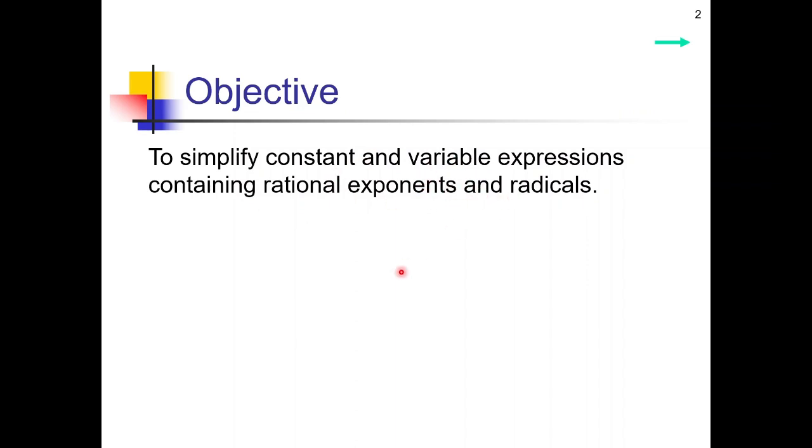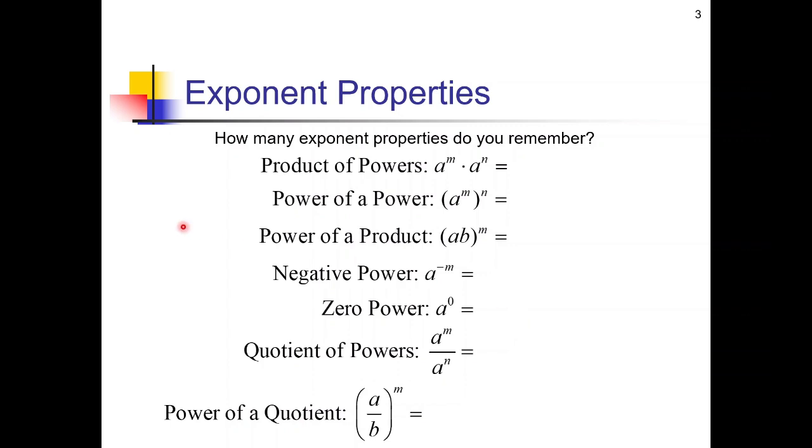Here we go. We're going to start this lesson off with a review of some important exponent properties. We're going to be doing a lot of work with radicals in this lesson, but as we saw in the last lesson, radicals basically are exponents or can be expressed that way. So the more we know about exponents, the better we'll deal with radicals. So what I'd like you to do is pause the video if you want and see how many of these exponent rules you can remember.